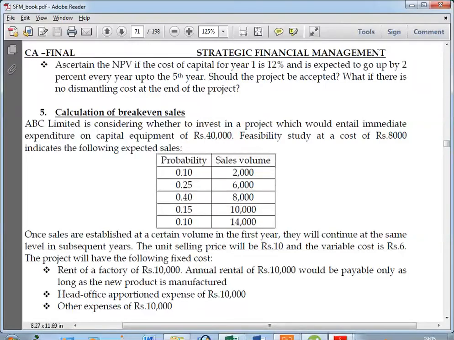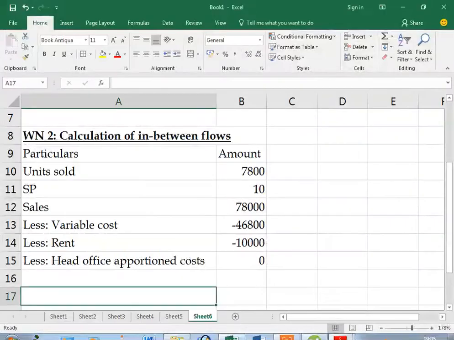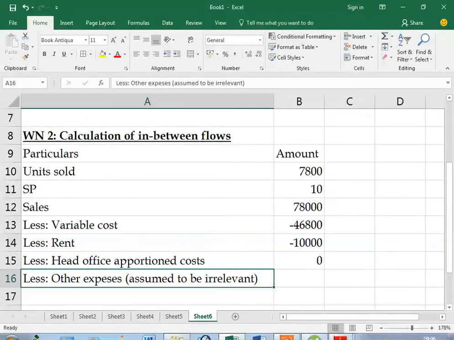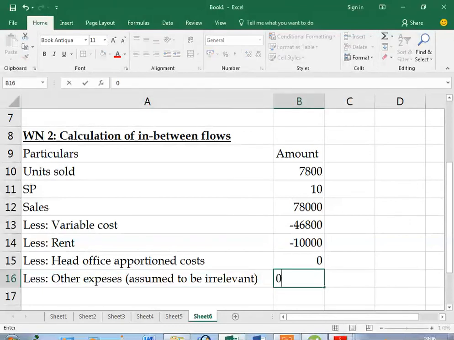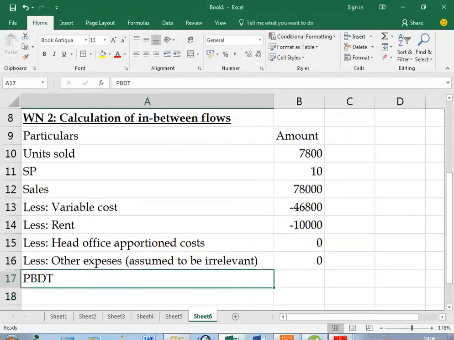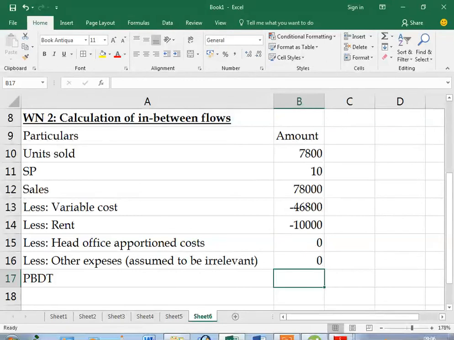What about other expenses? Nothing is given in the question. Your assumption you can take, but generally all fixed costs are irrelevant. So other expense assumed to be irrelevant. Less other expenses, assumed to be irrelevant. You can take it as relevant also if you want to. Write the assumption and then go on. This will give me PBDT.